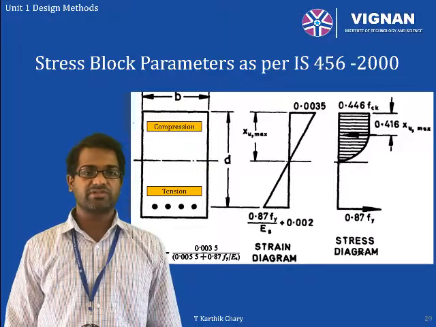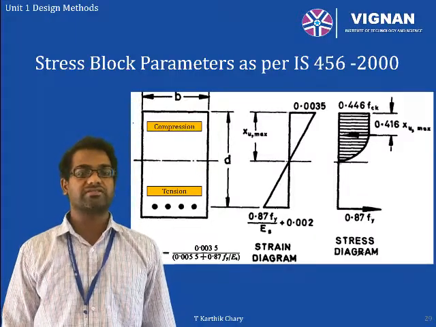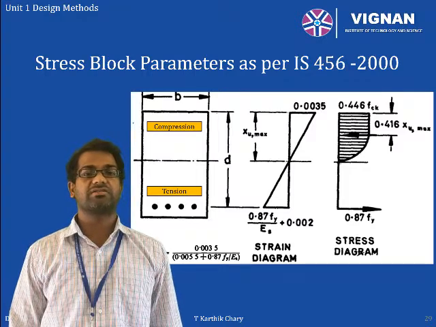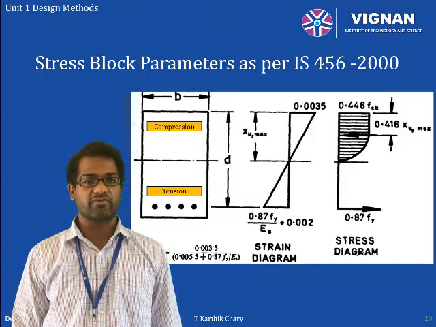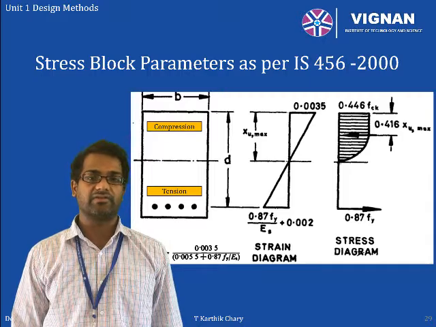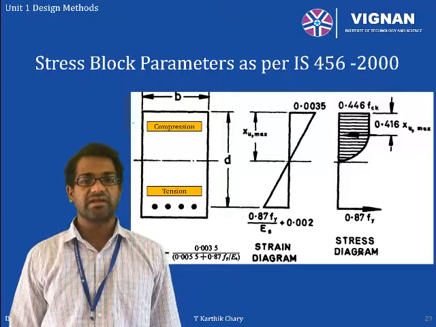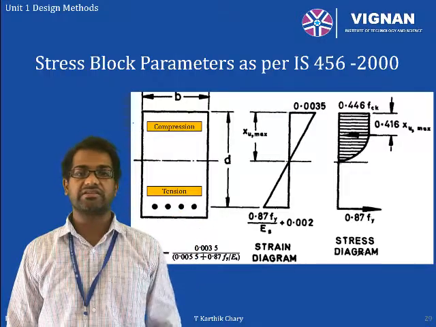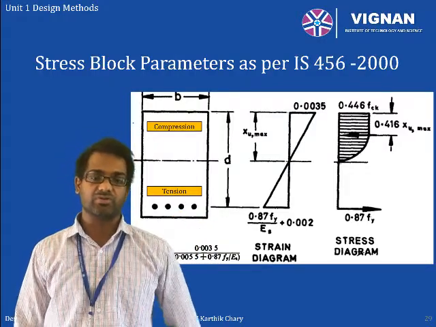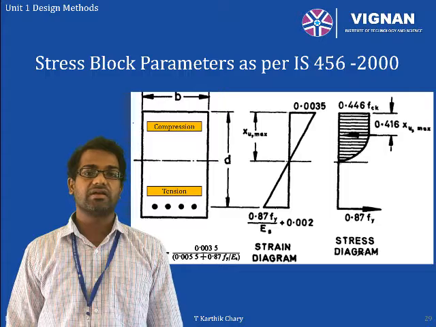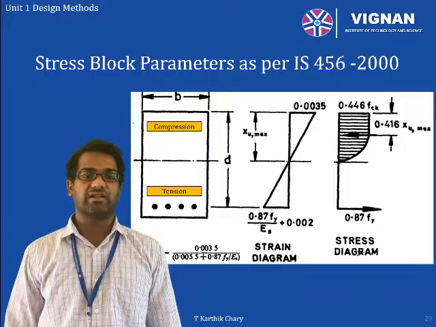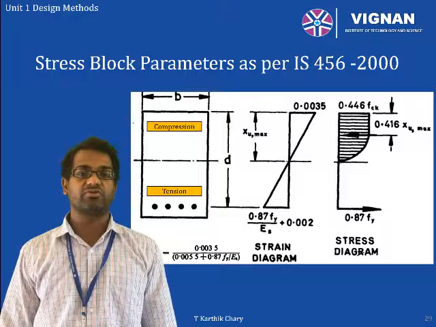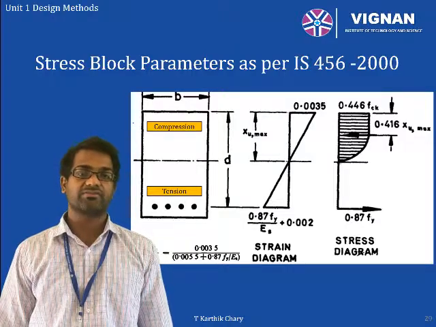The basic assumptions which are made in order to plot these stress diagrams are: the plane section, which is drawn normal to the axis of the member, remains plane even after bending, which means that the strain values with respect to the neutral axis are always linearly proportional. You can see in the diagram that the strain value is proportional to the distance taken from the neutral axis.